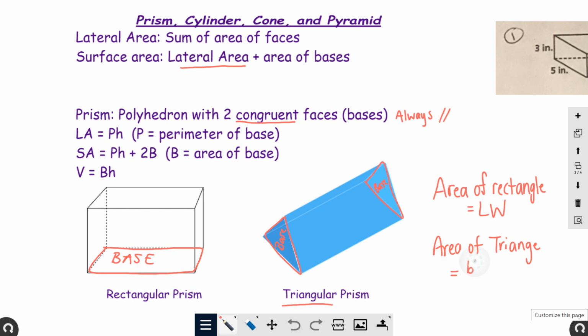Good. Base times height over 2 is usually what we say, but B and H here are a different B and H that are over here. It's the area of a triangle. So this will help you find your capital B, or your base.